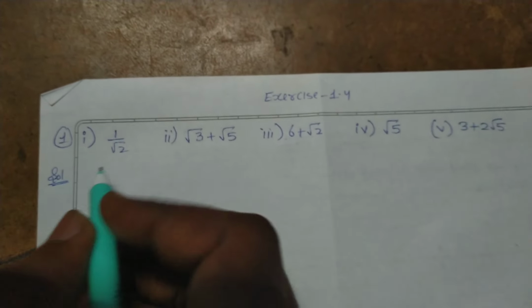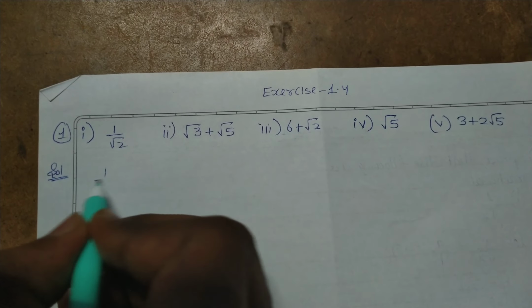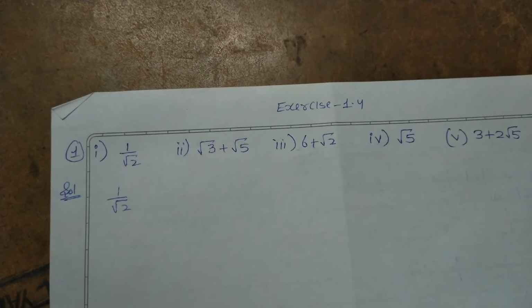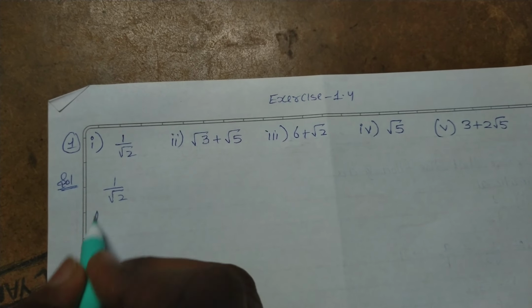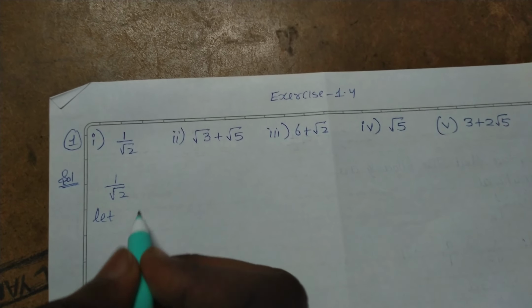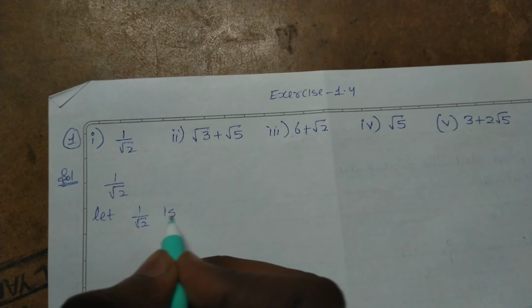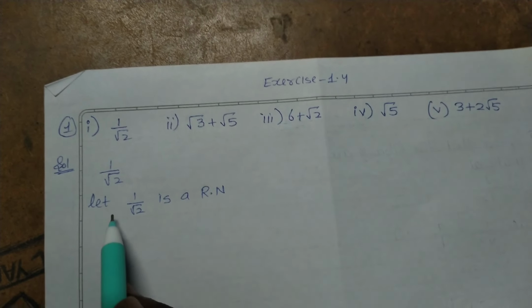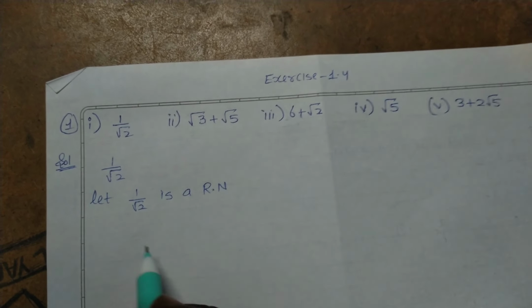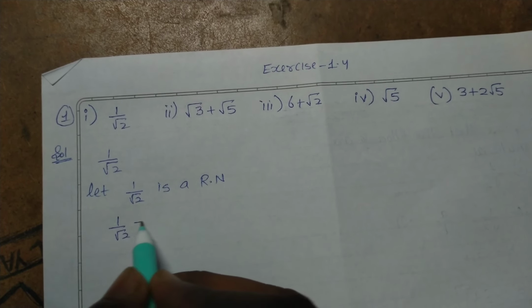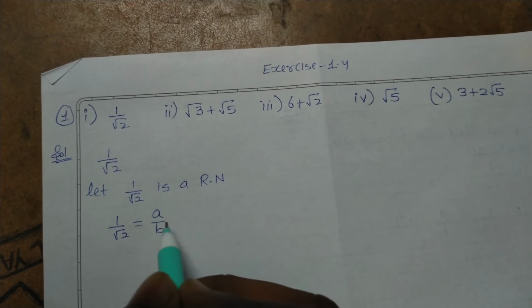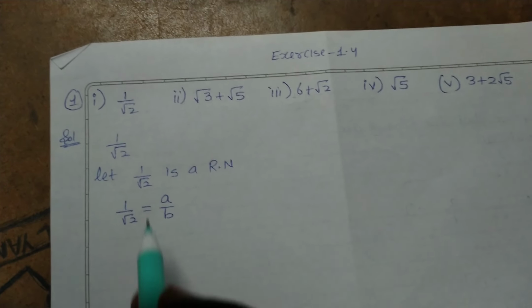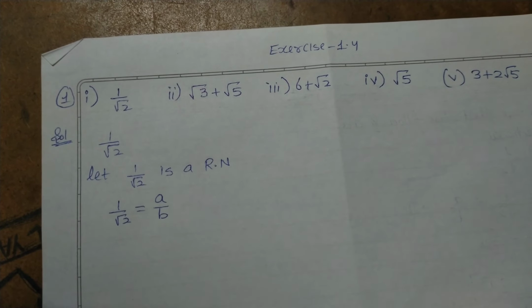First one, you see, they have given 1 by root 2. Let us assume that 1 by root 2 is a rational number. If 1 by root 2 is a rational number, we can write it as equal to a by b or p by q, right? It is a rational number, no? So simply we can write like this.